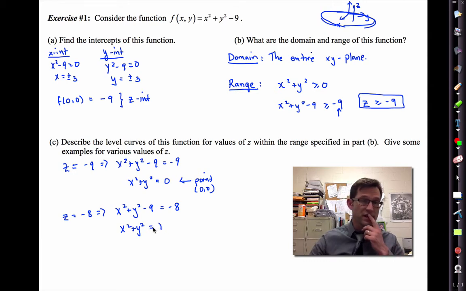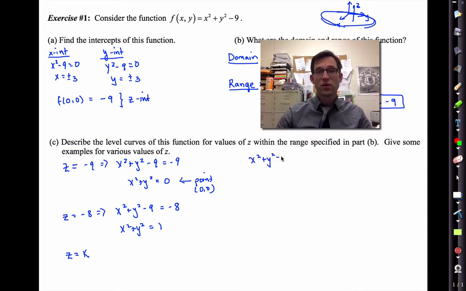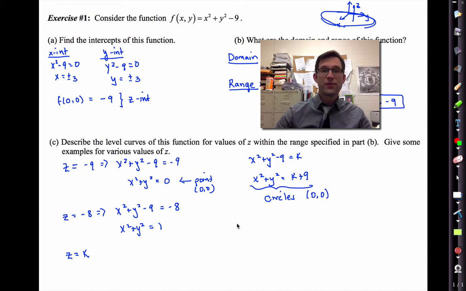So we have a sense for this. We could keep doing it. Let's go generic now. Let's say z is equal to k. We're going to have x squared plus y squared minus 9 equals k. So x squared plus y squared is going to be k plus 9. And of course, all of these things are circles that have a center at 0, 0 and have a radius equal to the square root of k plus 9.